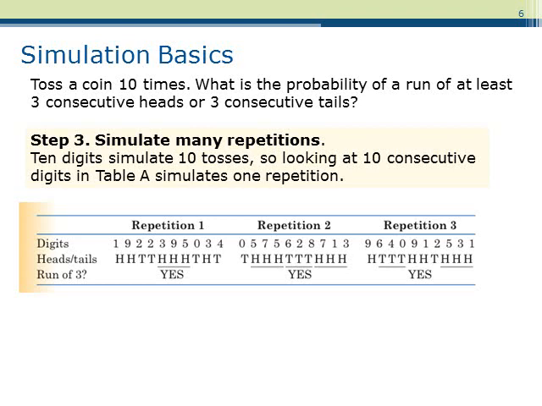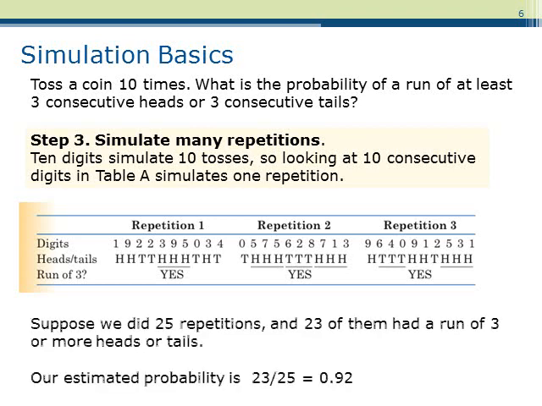Now suppose we repeated this process 25 times, and in 23 of them, there was a run of 3 or more heads or tails. Then we would estimate the probability of such an event occurring at 23 over 25, or 0.92.